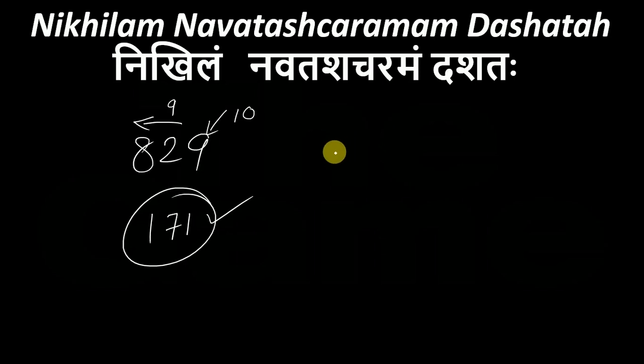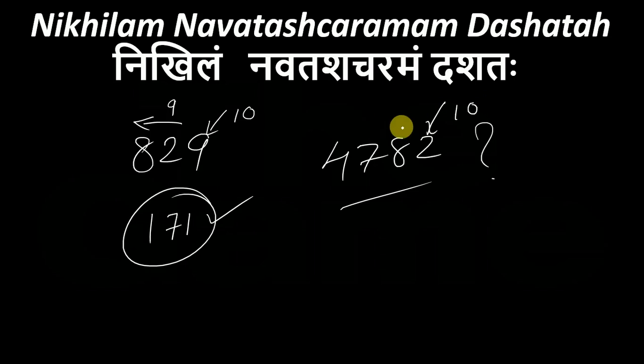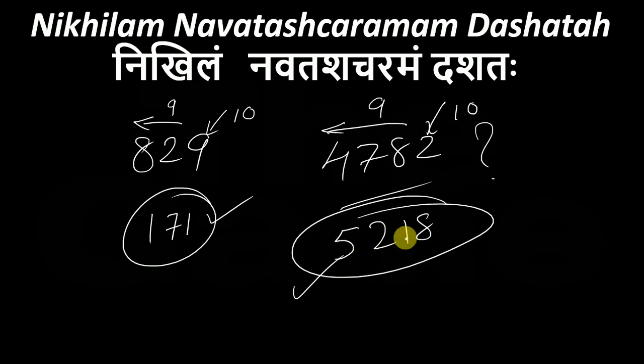Okay, if I ask you the complement of 4782, what will be its complement? Then you have to apply the Nicola method. You have to subtract this digit from 10 and you have to subtract the rest of the digits from 9. 9 minus 4, it will be 5. 9 minus 7, 2. 9 minus 8, 1. And 10 minus 2, 8. So 5218 will be the complement of 4782.